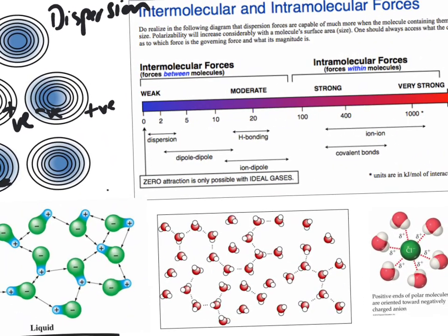So we can take a look again at our spectrum of forces from weak on the left to stronger on the right. We have our dispersion forces, then we have our dipole-dipole forces. Then we have two others. We have hydrogen bonding, and we have ion dipole. Okay.